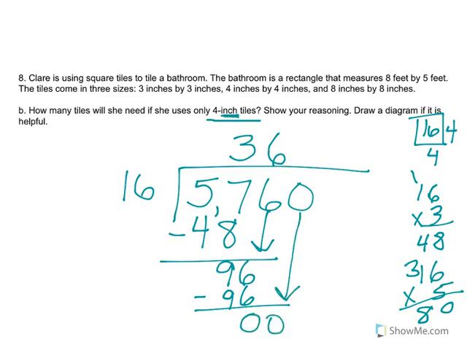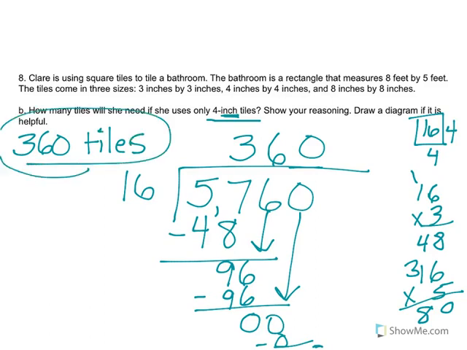Bring down the 0. I still have a place left. 16 goes into 0 how many times? 0. And 0 times 16 is 0. And 0 minus 0 is, of course, 0. So my answer would be 360 tiles. So if you figured out A, B would have been just a smidgen easier, right? Except you're dividing by 16, which is pretty tricky.